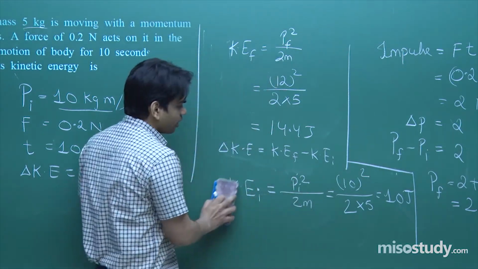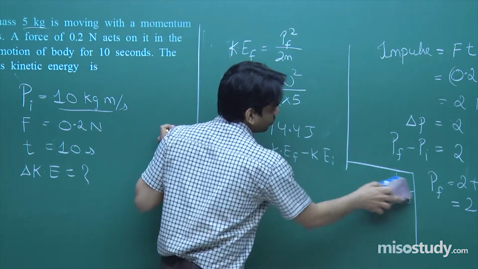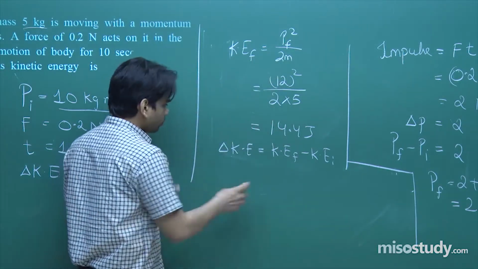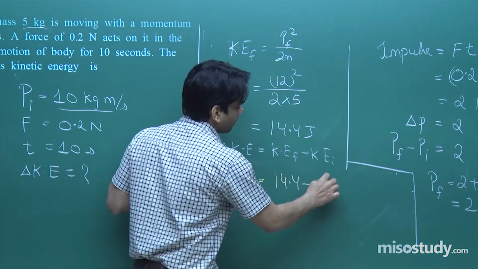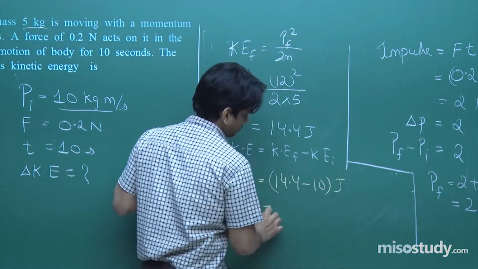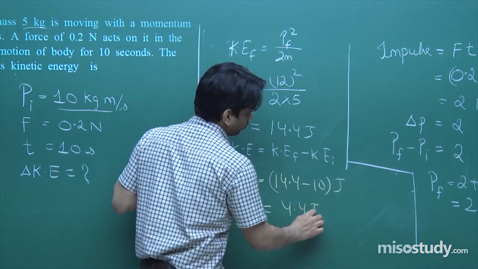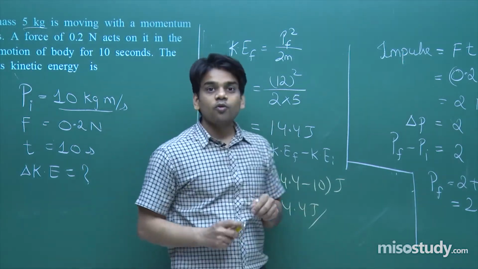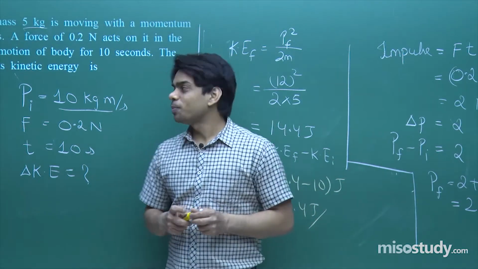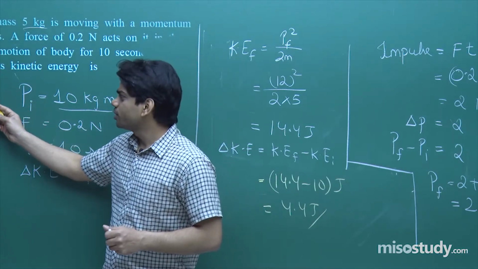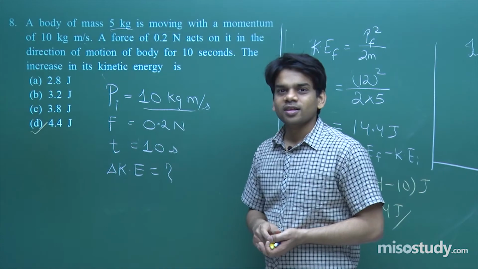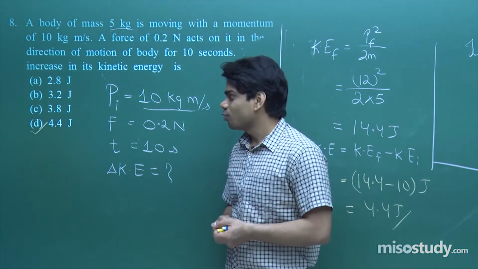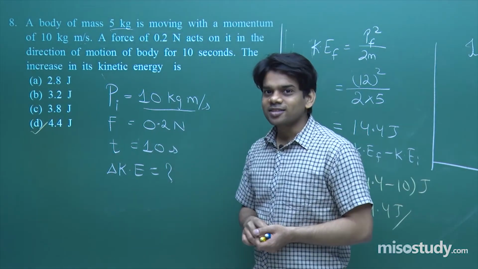Let me rub this line, already we have used, and initial kinetic energy we know that is 10. So let me put up the values. This will be 14.4 minus 10, 4.4 joules. 4.4 joules is the answer. Let's check the options. A 2.8, B 3.2, C 3.2, all three incorrect. D, that is the correct response. That is the 4.4 joule is the right answer for this question.